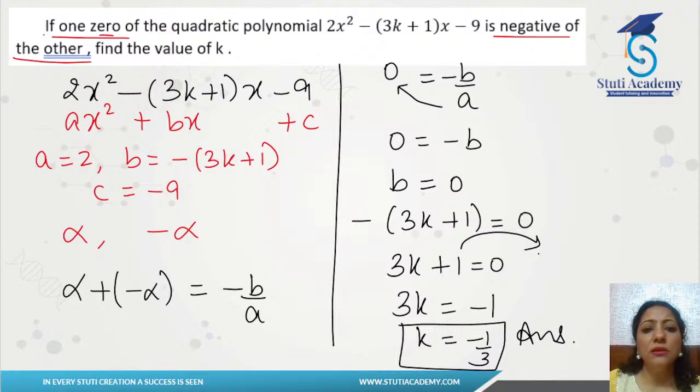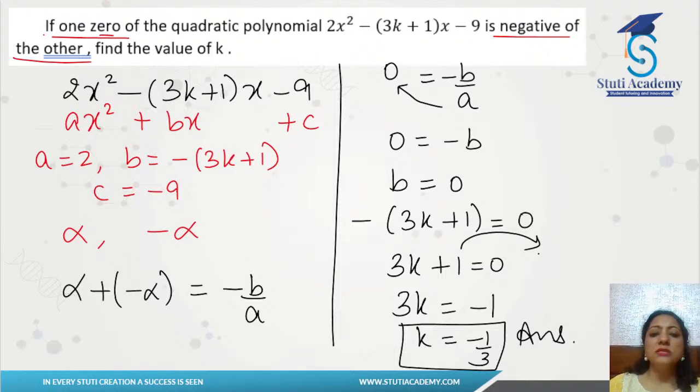So children, I am repeating this. If one zero of the quadratic polynomial 2x square minus (3k plus 1)x minus 9 is negative of the other, find the value of k. This is the polynomial given to us. We are going to compare this with the standard form. So we have ax square plus bx plus c. So we can see here a is 2, b is minus (3k plus 1) and c is minus 9. Now we have two zeros here and it's given to us that one zero is negative of the other. So if one zero is alpha, the other one is minus alpha.